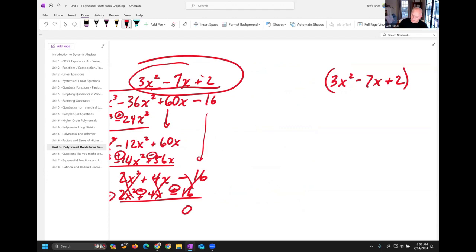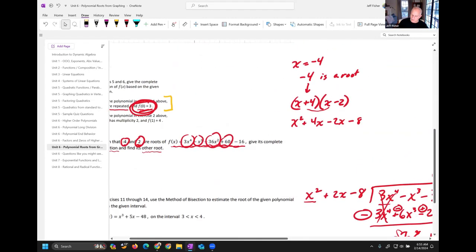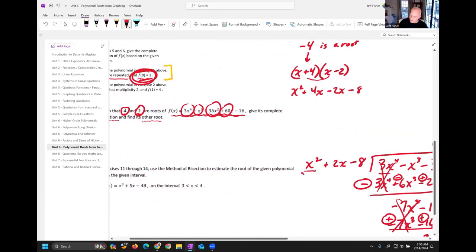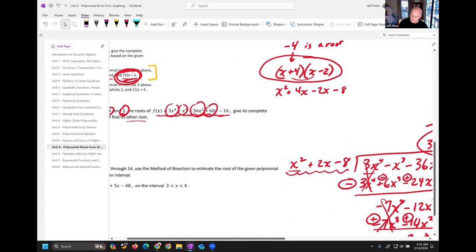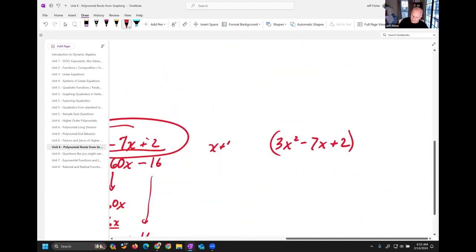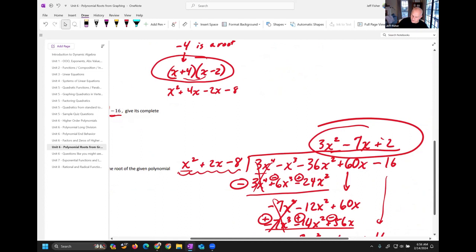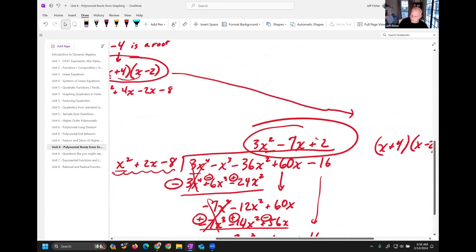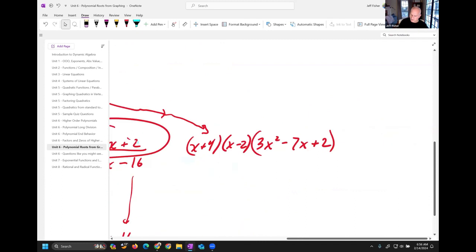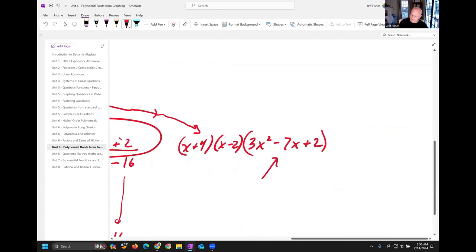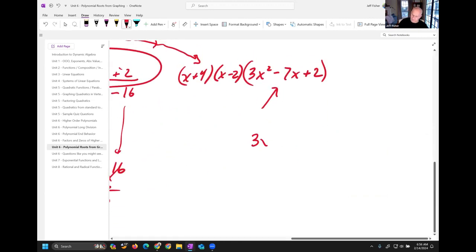So we now have the following factors, right? Remember, how did we get this factor? We got it from x plus 4 and x minus 2, our two roots. So we have an x plus 4, an x minus 2, right? These guys. And now we need to finally factor this, and we will have all of our roots together. So how do we factor 3x squared minus 7x plus 2?